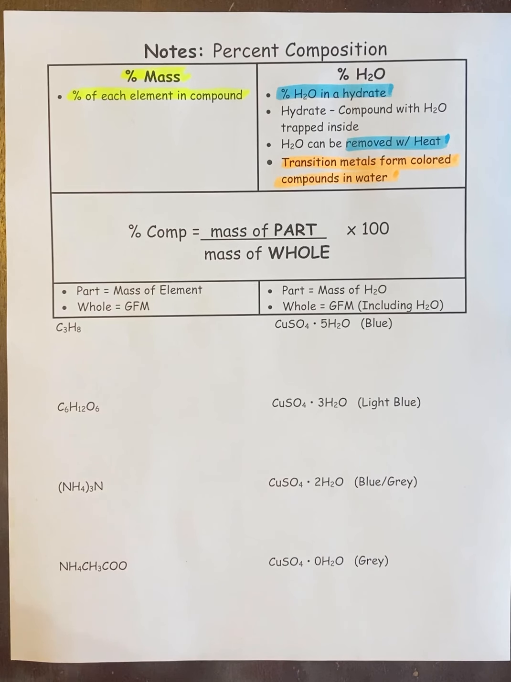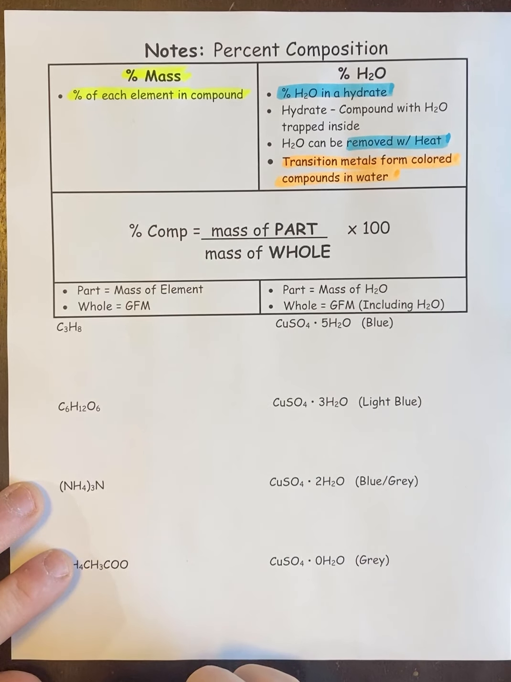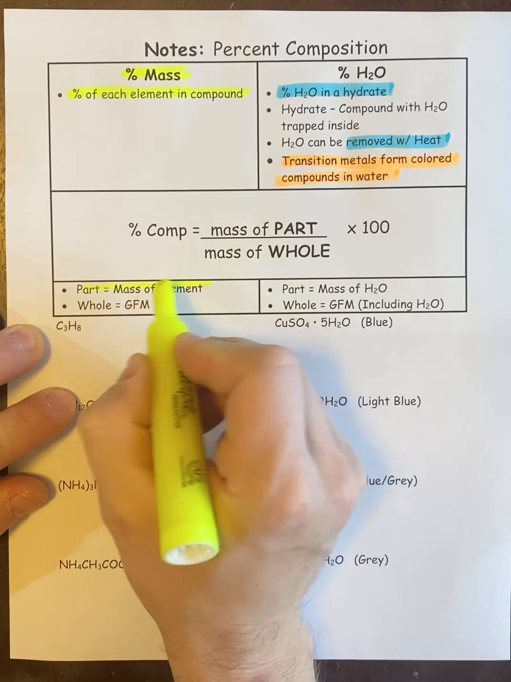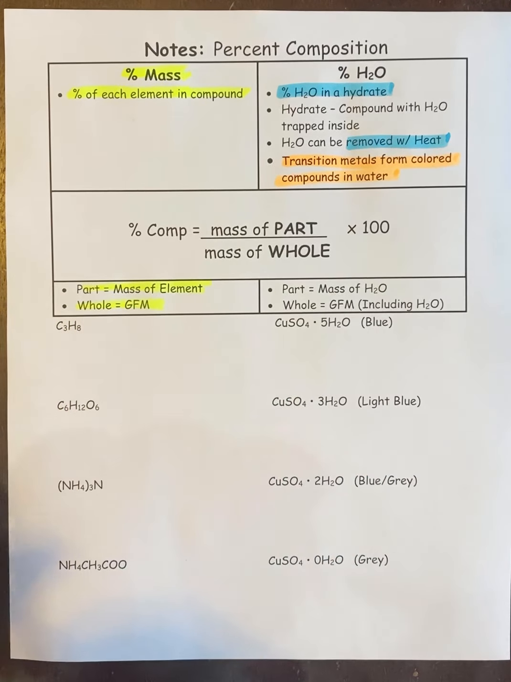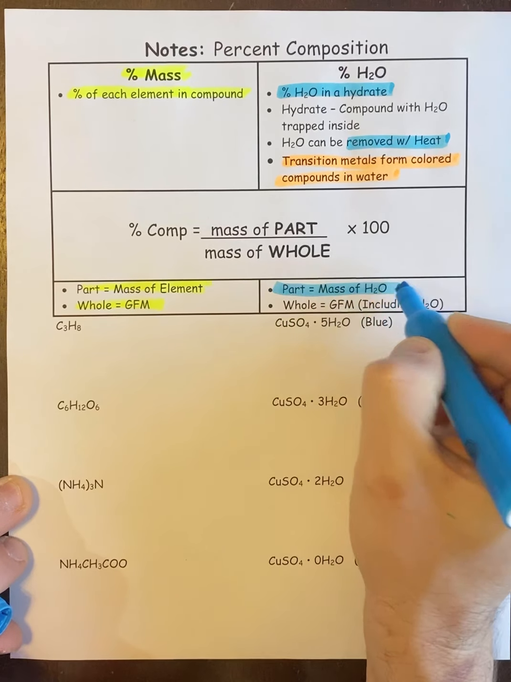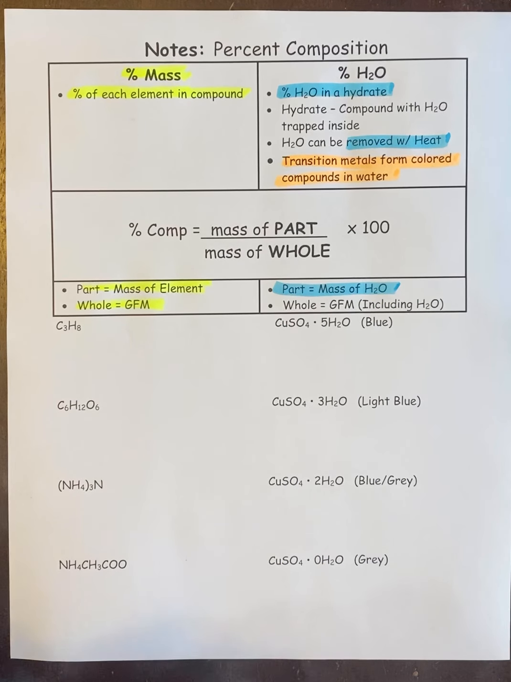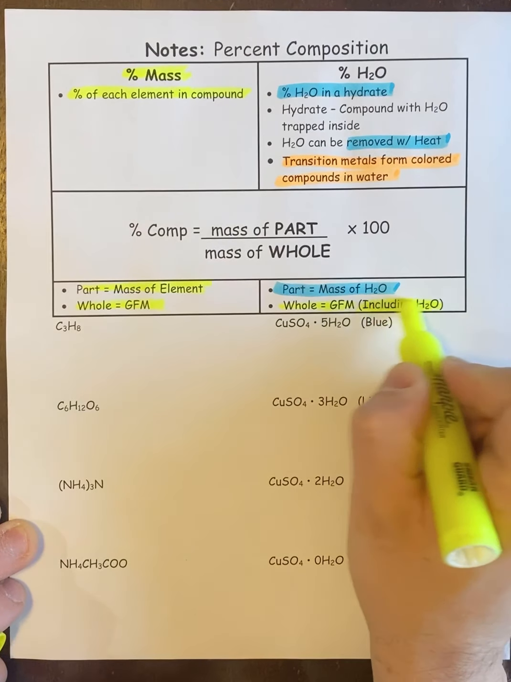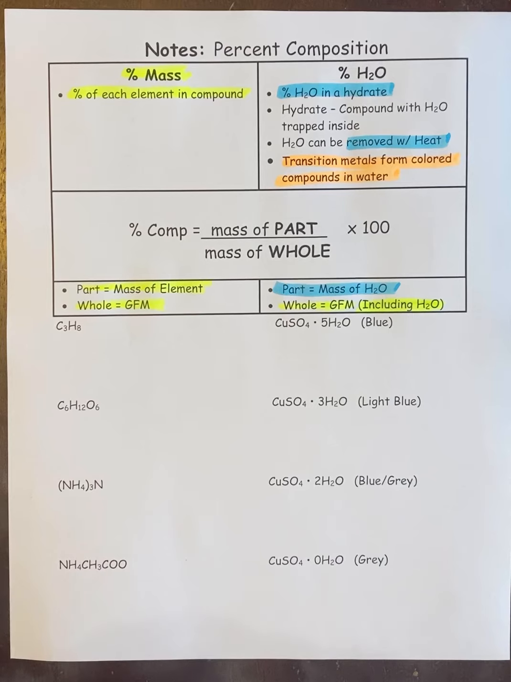So same idea. The formula is right here. Percent comp is the mass of the part over the mass of the entire thing times 100. In the case of the element, the part is the element, and the whole is the GFM. And in the case of the hydrate, the part is the mass of the water specifically, and the whole is still the GFM, including the hydrate. So once you see it done once, it should be pretty easy. We're going to start with the easy one.